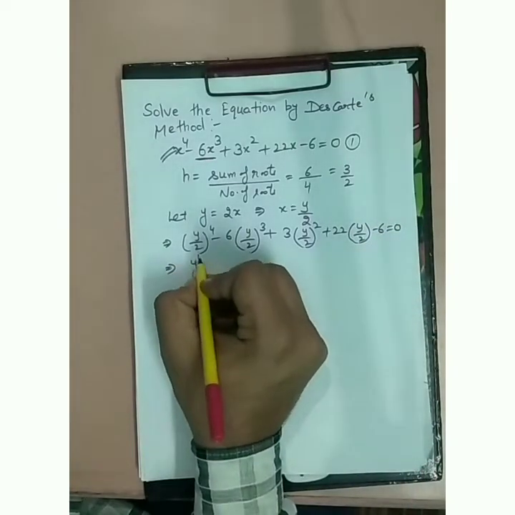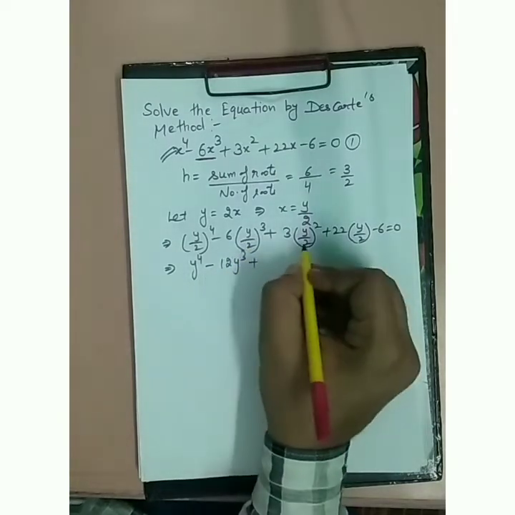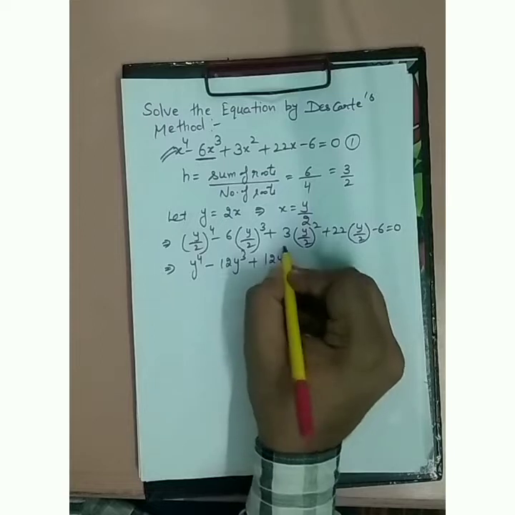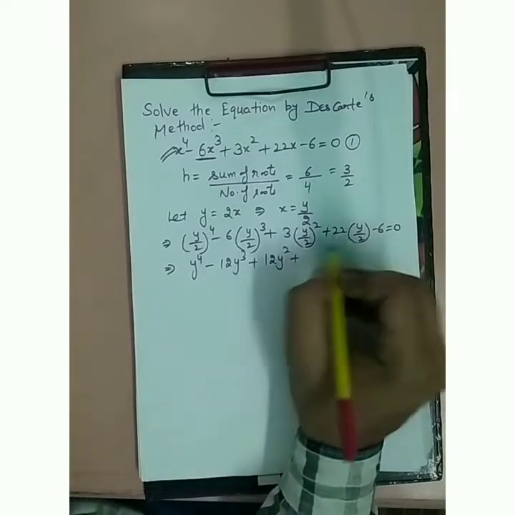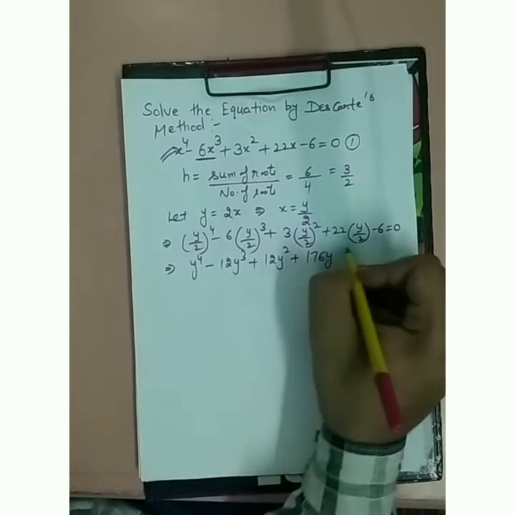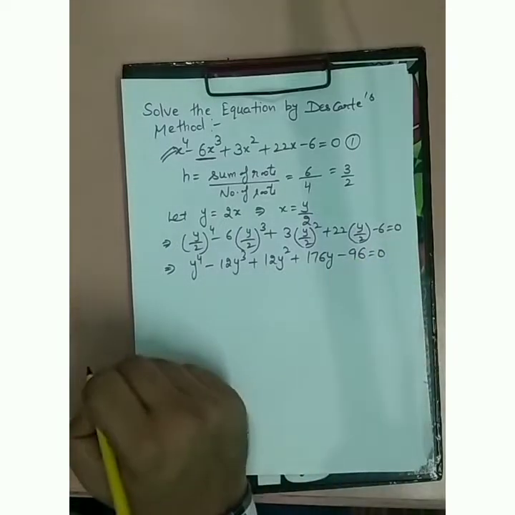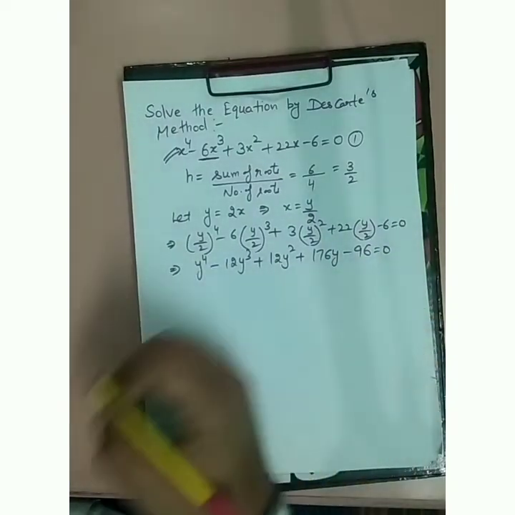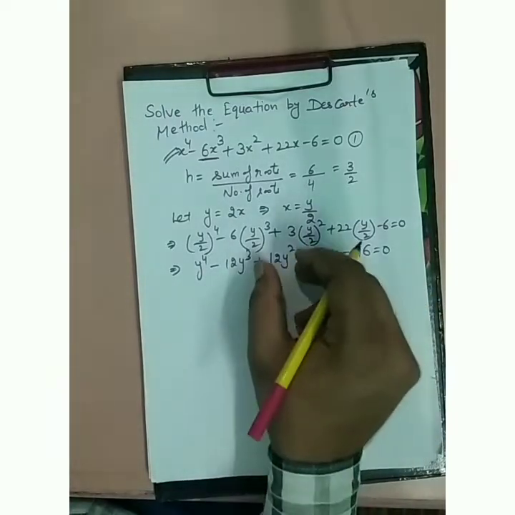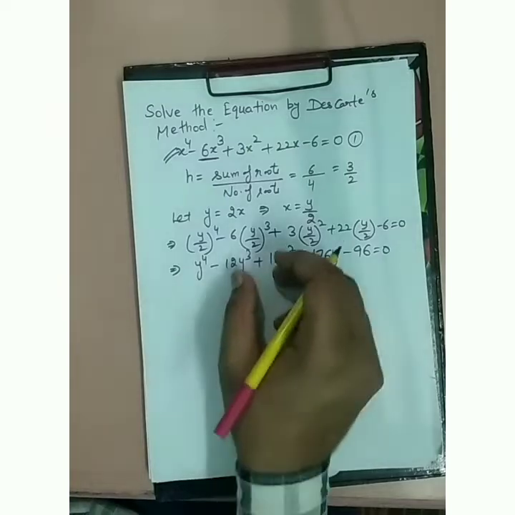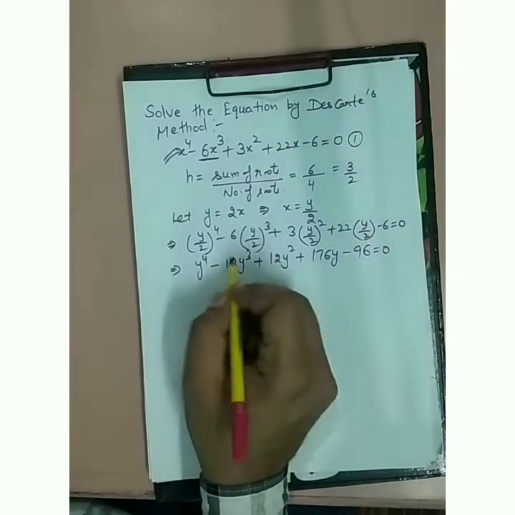That means y^4 - 12y^3 + 12y^2 + 8 into 22, that is 176y - 96 = 0. Now the roots of this equation are 2 multiples of the roots of the previous equation. Now eliminate the second degree term.